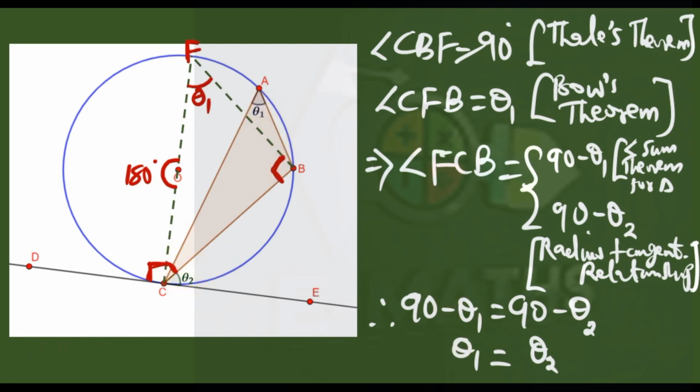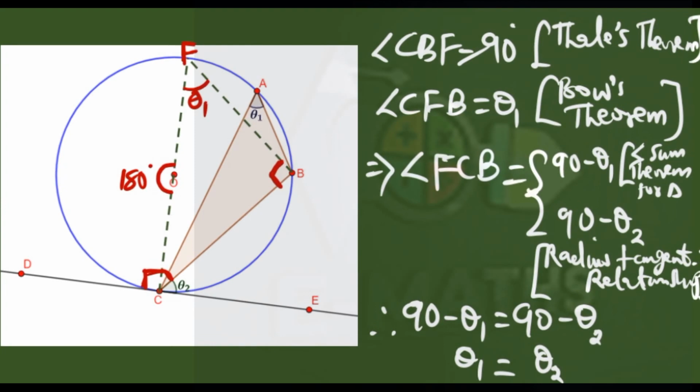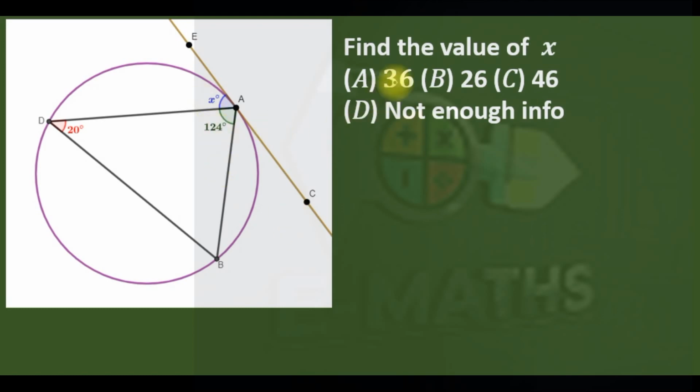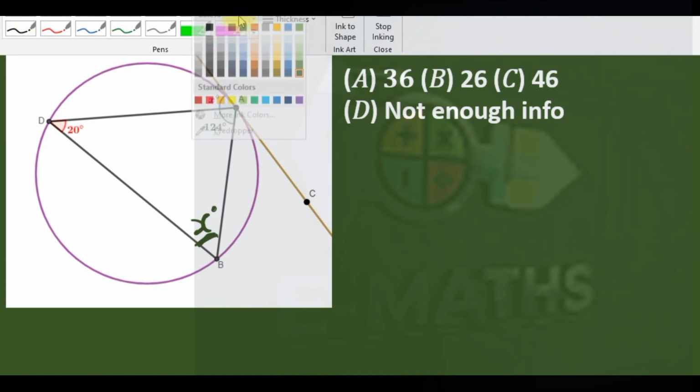So let's solve an equation on that. In this question, we're asked to find the value of x. Since I'm seeing a tangent line and an inscribed triangle, I will use my alternate segment theorem. So if here is x, here is x. And you know the sum of interior angles of a triangle is 180. So x is 180 minus the others, which is 36. The answer is 36.